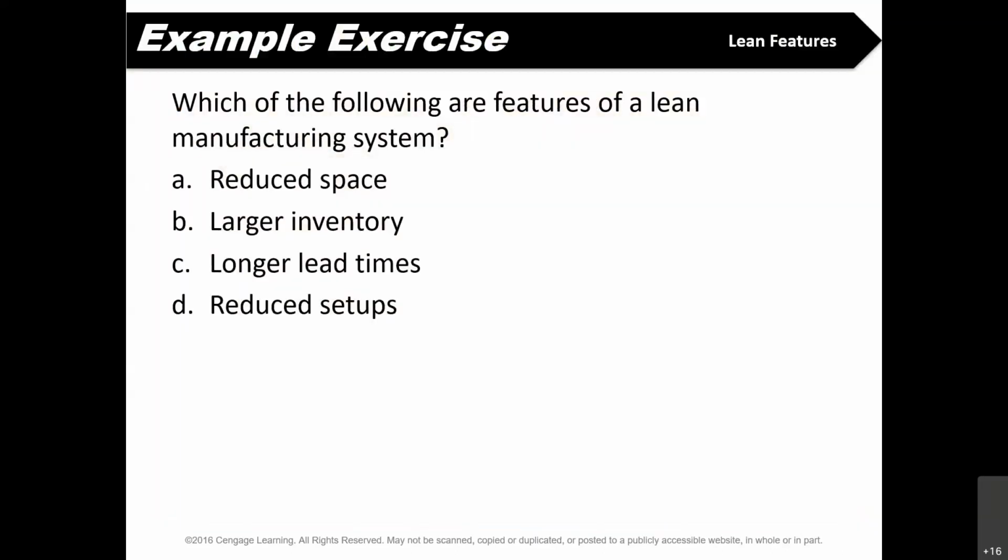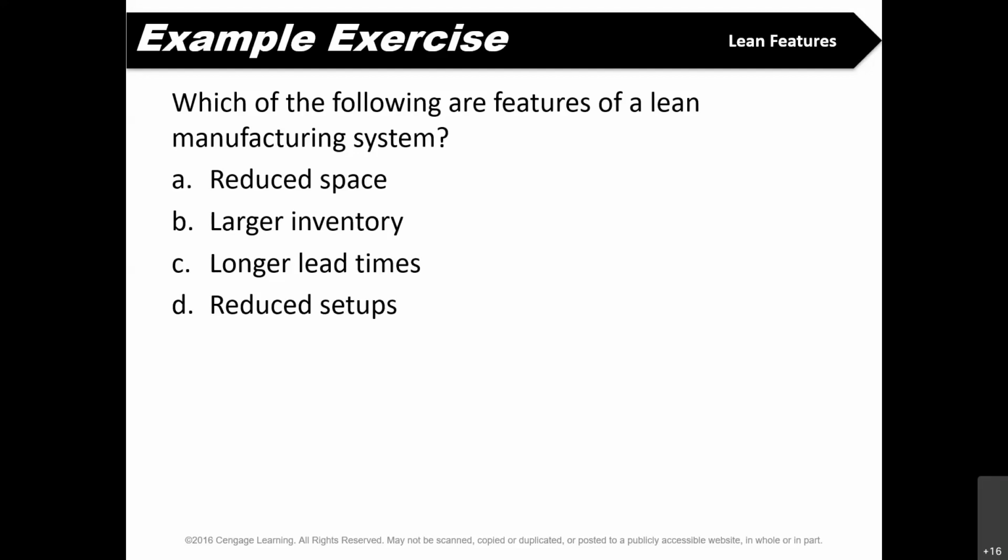So here's an example. Let's work through this one together. Here's the question. Which of the following are features of a lean manufacturing system? Is it A, reduced space, B, larger inventory, C, longer lead times, or D, reduced setups? D. Taylor says D. Well says D. D too. Say D as well, Elias. Okay. Joel? Yep. Okay.